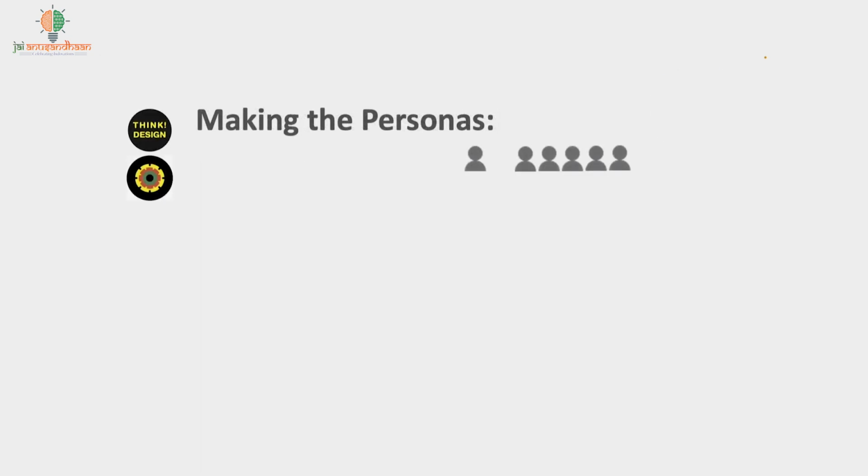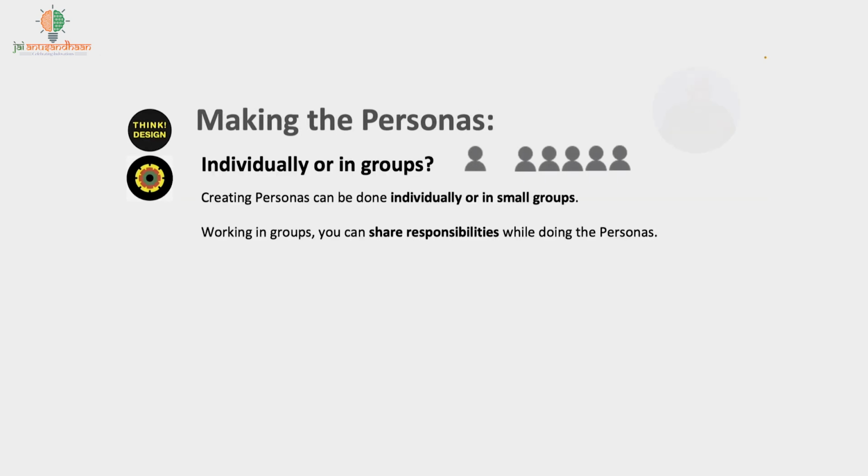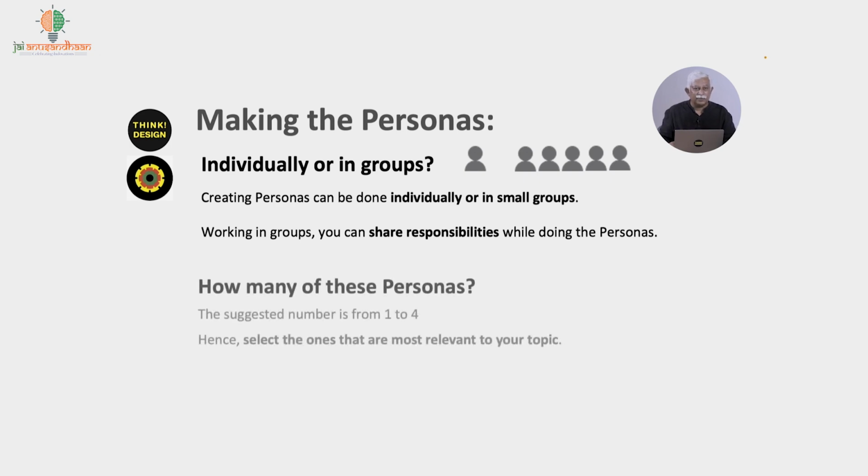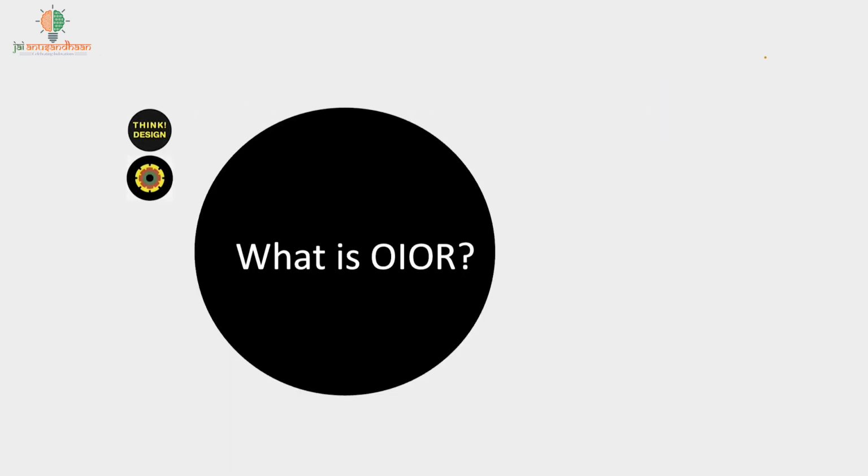Can the making of the personas be done individually or in small groups? Yes, it can be done both individually and in small groups. Working in groups, as we mentioned before, you can share responsibilities while doing the personas. How many of these personas? The suggested number is from 1 to 4. Basically, you need to select the ones that are most relevant to your topic. What is OIOR?